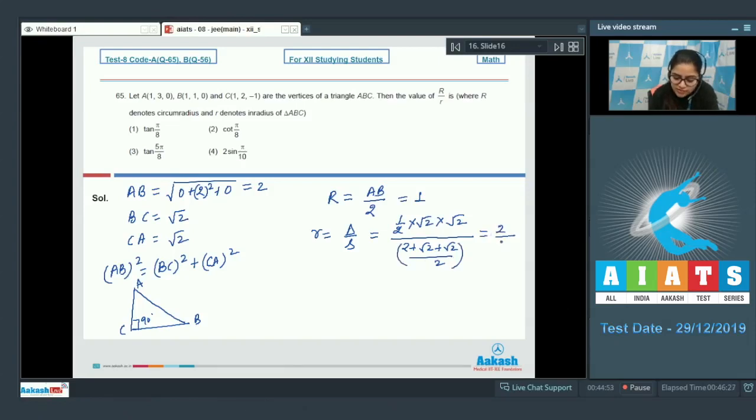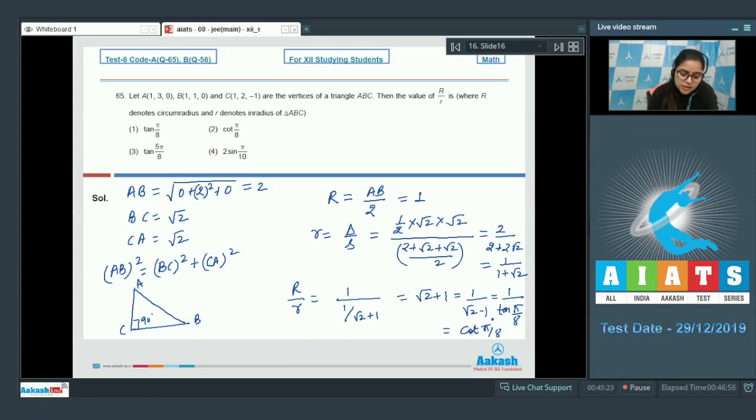Just calculate it. This is 2 divided by 2 plus 2 root 2, which is equal to 1 upon 1 plus root 2. Now according to the question, capital R divided by small r is 1 divided by 1 upon root 2 plus 1, which is equal to root 2 plus 1. Now you know 1 upon root 2 minus 1 is equal to root 2 plus 1, which is equal to cot pi by 8. So according to the options, option number 2 is your correct answer. Now move on to the next question.